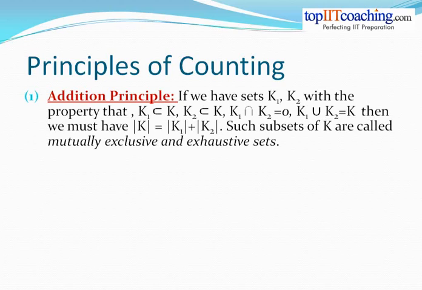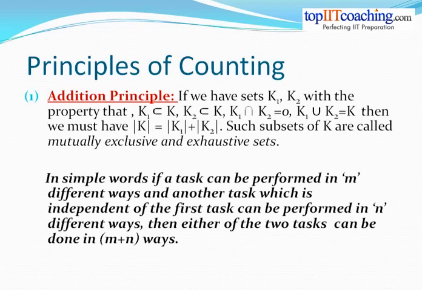Such subsets of K are called mutually exclusive and exhaustive sets. Now what is a mutually exclusive set? If two sets do not have any common element, then they are called mutually exclusive sets. So we try to put it in simple words.